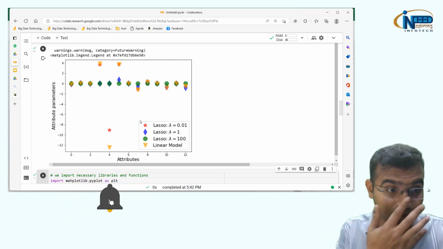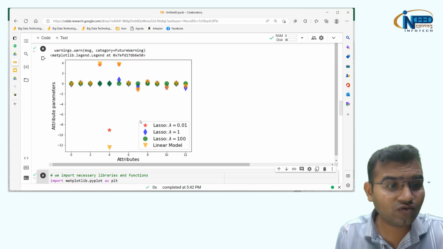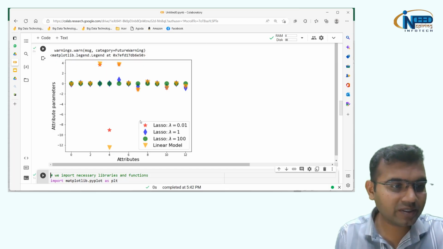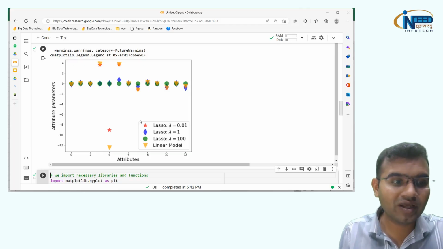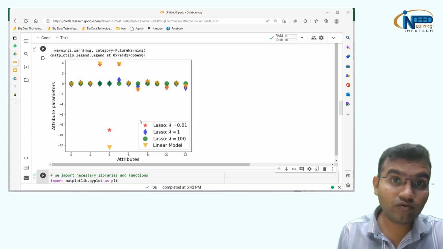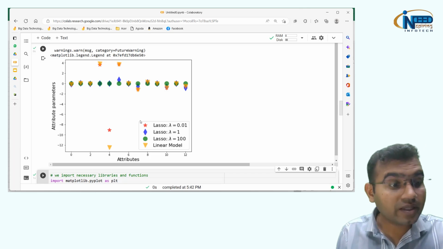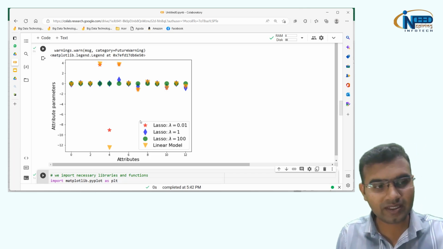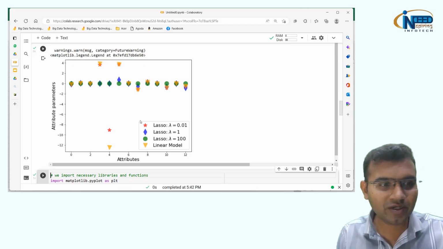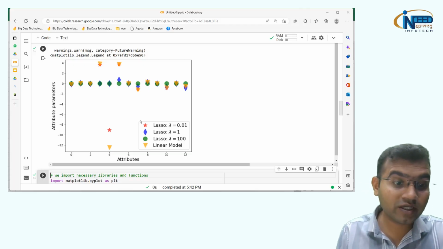Ridge regression tries to find some parameters. We can call them beta parameters, and these parameters will have the smallest variance. So it is also working on attributes. This is called L2 regularization or L2 penalty. So it is trying to find some beta parameters which have the smallest variance.